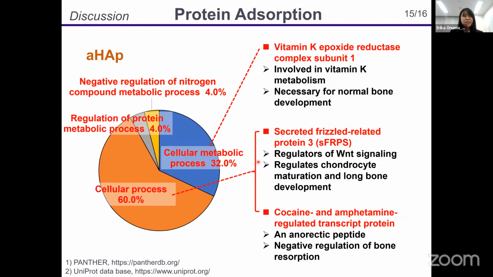In particular, some of the proteins acting on cell metabolism and cell processes absorbed on AHAP were found to contribute to bone formation. This result may explain the high ability to promote bone differentiation of AHAP.